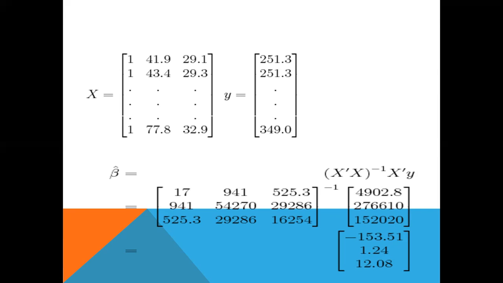4902.8, 276610, then 152020. Okay, so this is a vector. Then we have got the b cap value as minus 153.1, then 1.24, then 12.08.